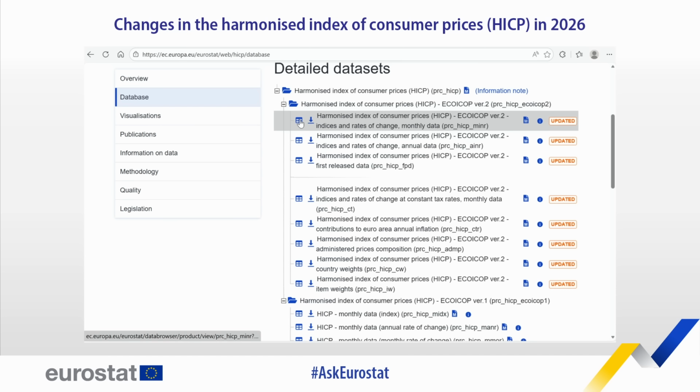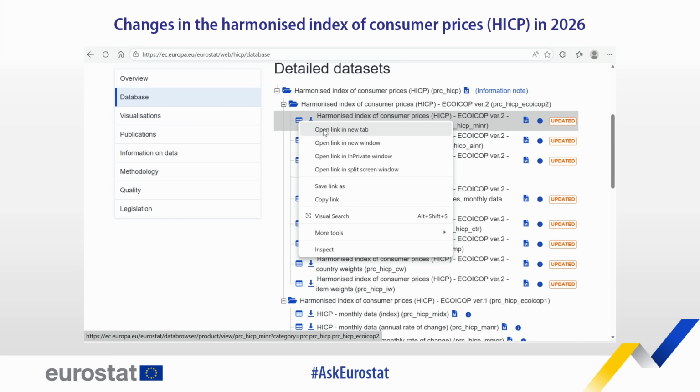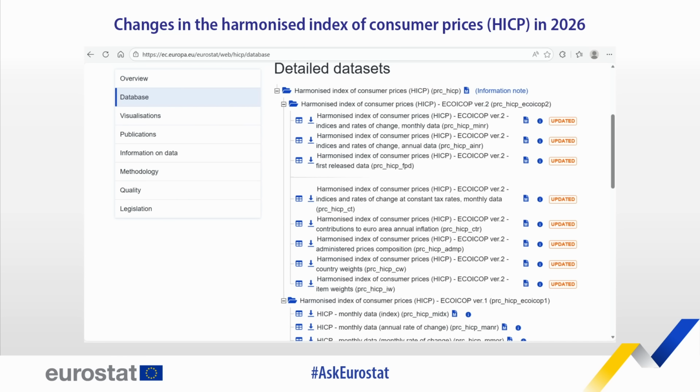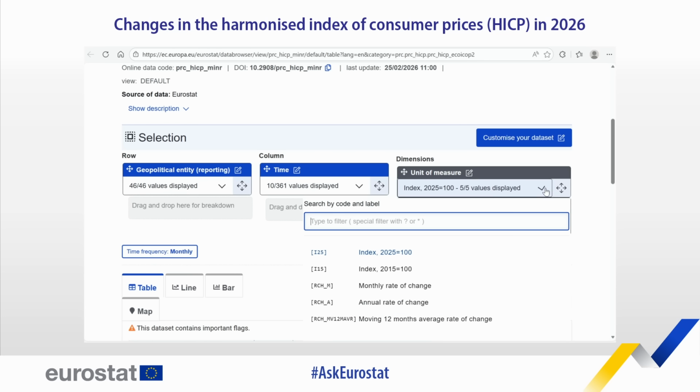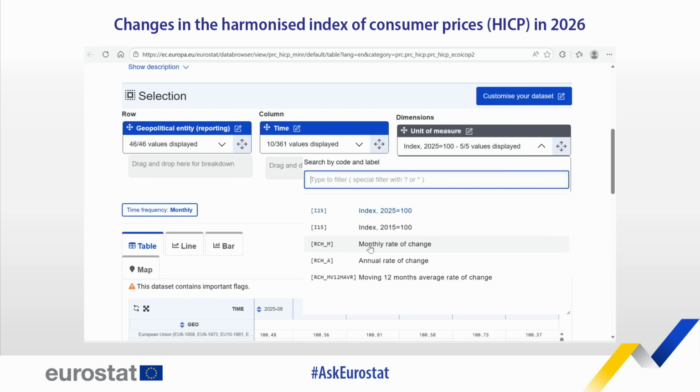If you look inside one of the datasets, let's take this one because it's the merged one, you can see that the 4 different datasets that have been merged are present in the unit dimension. So you have the indices, which we publish in 2025 equal 100 and 2015 equal 100. We don't publish them anymore in 2005 equal 100 and 1996 equal 100. But then you have the 3 other datasets: the monthly rate of change, the annual rate of change, and the moving 12 months average rate of change.